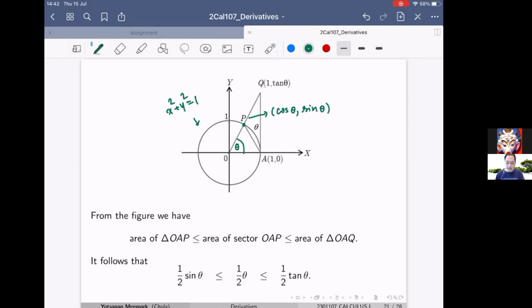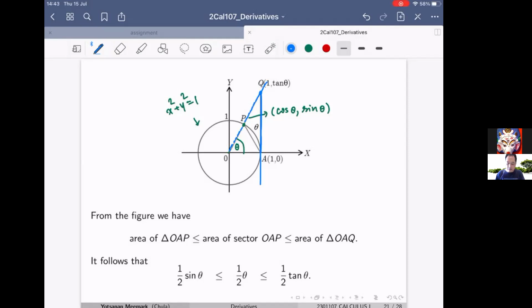Some of you may not know, but if you draw a tangent line, this one is actually a tangent line to this circle at the point (1, 0). Then you just draw a line passing through the origin O and P, and it will cut the tangent line at Q.